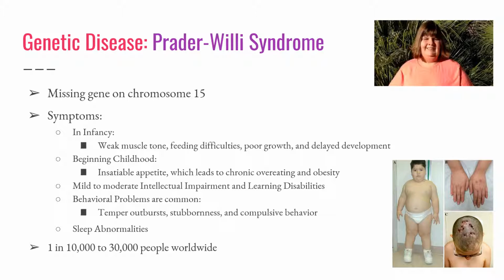Another disease is Prader-Willi syndrome, which is again a genetic disease passed down through a missing gene on chromosome 15. Its symptoms, it has many, but some examples would be weak muscle tone, obesity, chronic overeating, and some behavioral problems such as temper outbursts and compulsive behavior. And if you look down at your bottom right, you will see a child who has Prader-Willi syndrome, and the compulsive behaviors can be seen by the picking at the head and the hand. And it is also rare, with only 1 in 10,000 to 30,000 people having it worldwide.